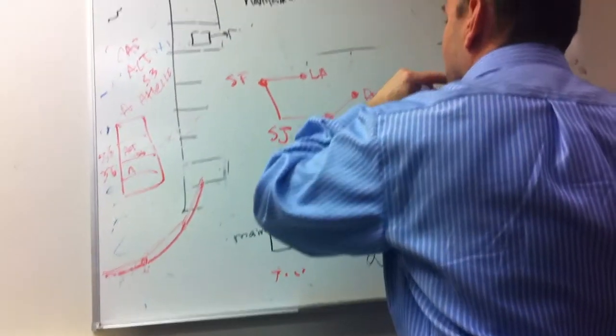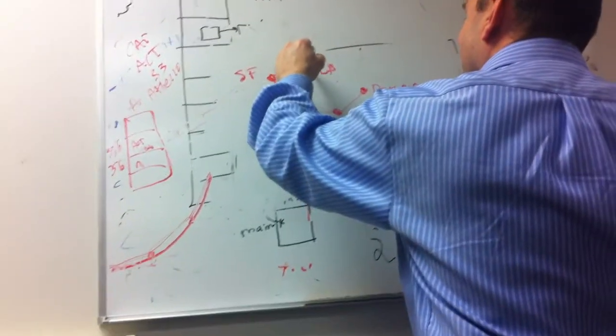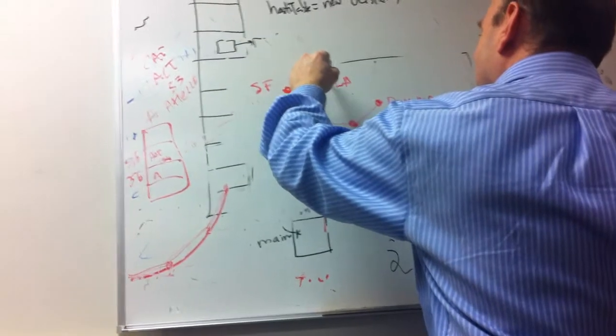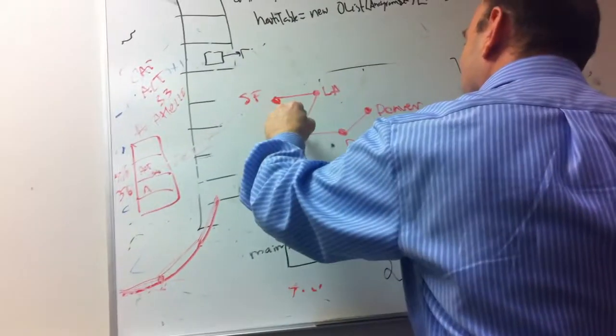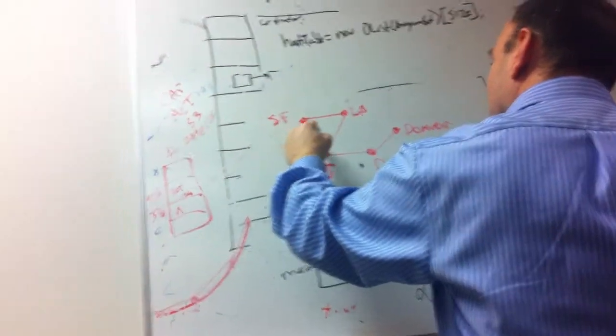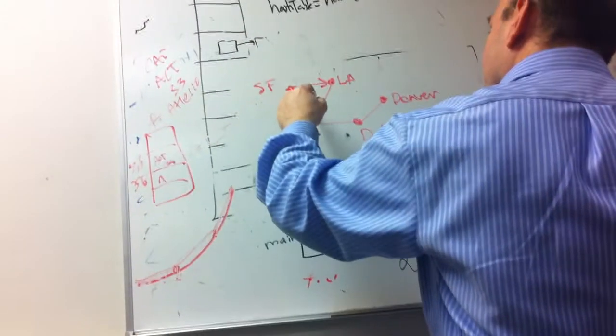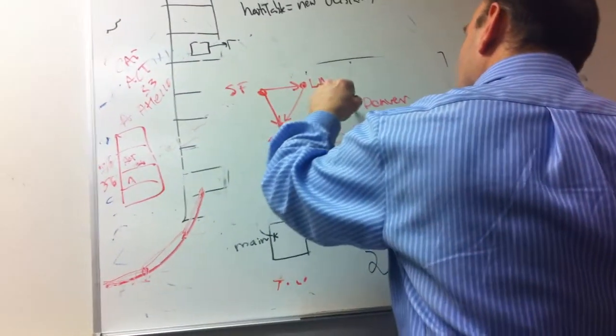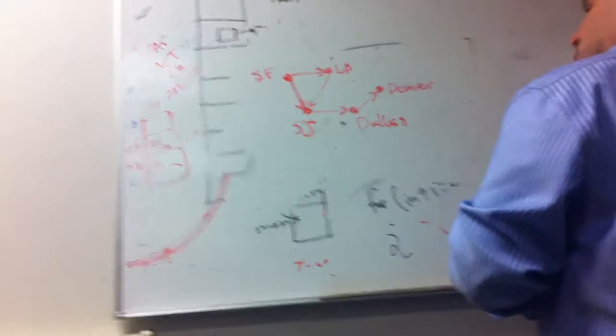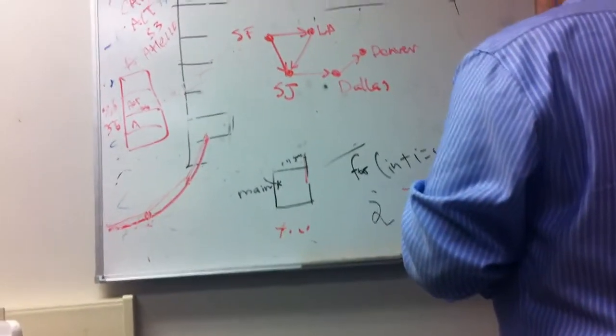Something like that. We're going to go from LA to Dallas. That's pretty far. San Jose. That's not that far. Okay, let's say I have points. These are actually directed, by the way. So let's say LA to Denver.